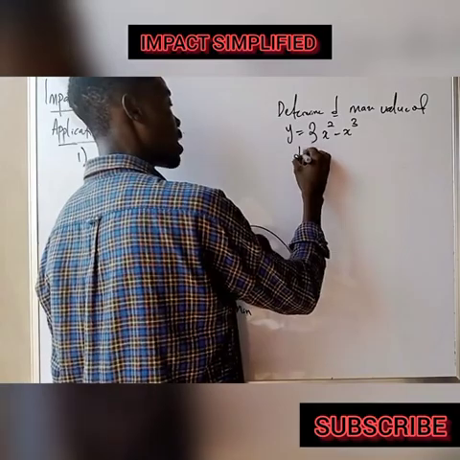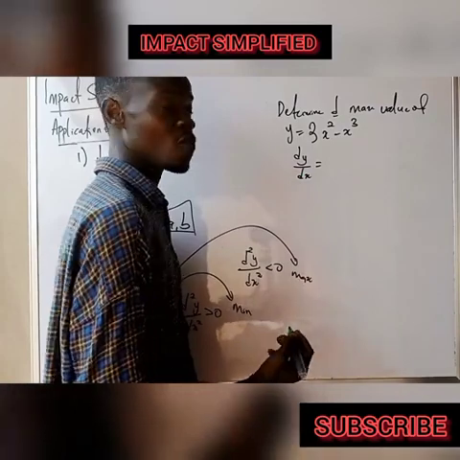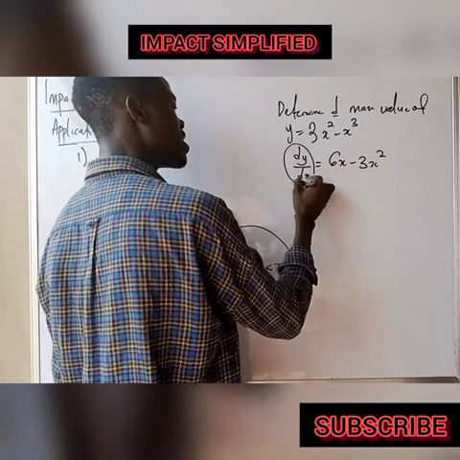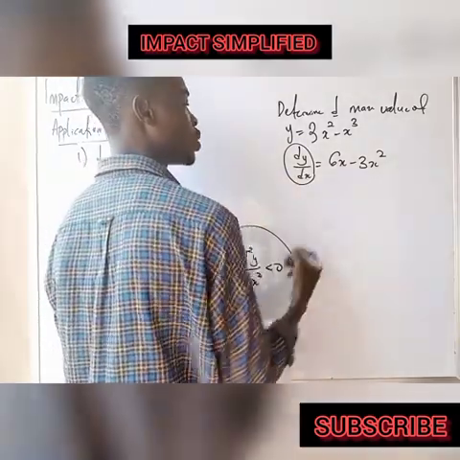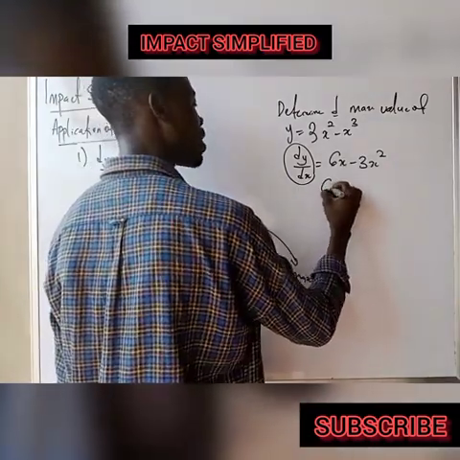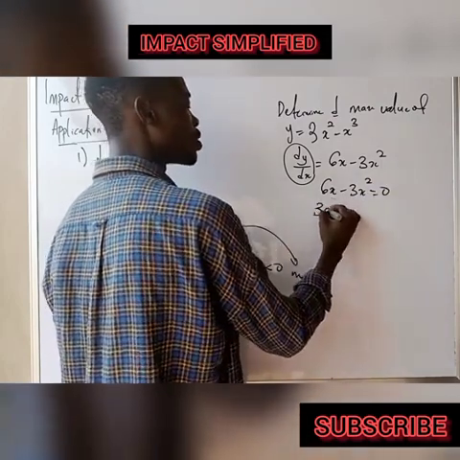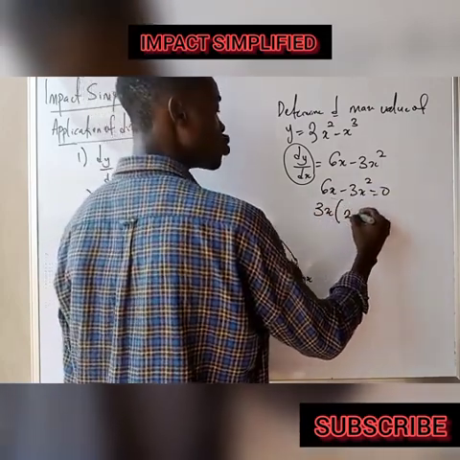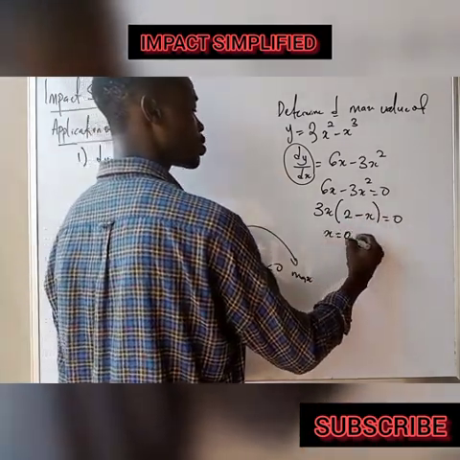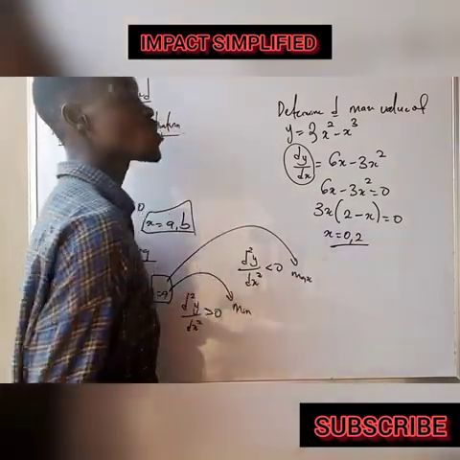So let us start. What is the step? You find your dy over dx. Differentiating this will give us 6x minus 3x squared. And from this, you equate it to 0, and it will lead us to a quadratic equation. We have 6x minus 3x squared is equals to 0. Looking at this, what is common? We have 3x into 2 minus x is equals to 0. And from this, we have x is equals to 0 and x is equals to 2.